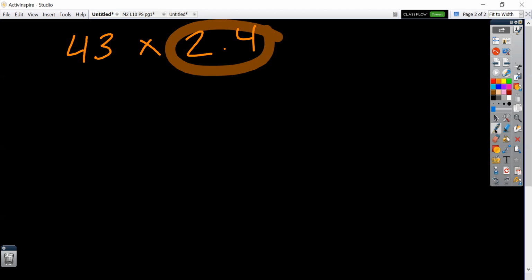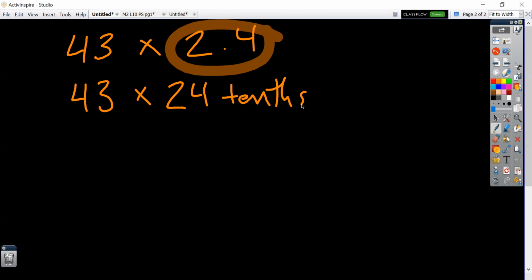So really, let's rewrite this expression as 43 times, and we're going to decompose it into tenths. So we're really putting it into unit form. So it's 43 times 24 tenths. So I show that I know how to decompose my decimal by showing the next expression sentence. Well, I can rewrite that 2.4 as 24 tenths. That is going to make our life very similar to the lessons that we've been having.